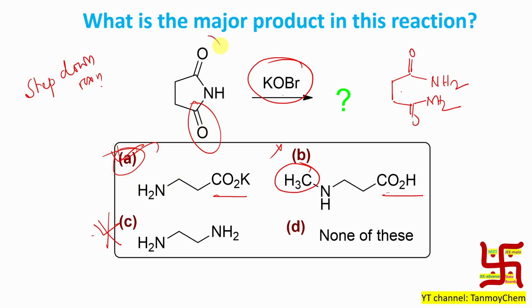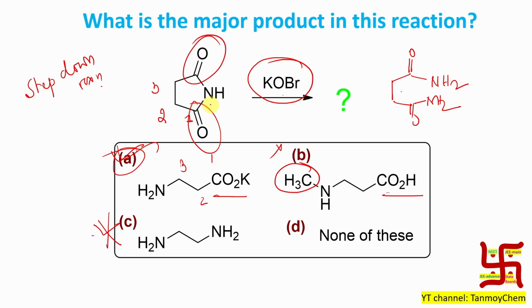If you think like that, okay, CO2 will come out, and here how many carbons will remain? 1, 2, 3. Now here 1, 2, 3. So from the carbon count point of view also this matches. So option A will be the right answer.